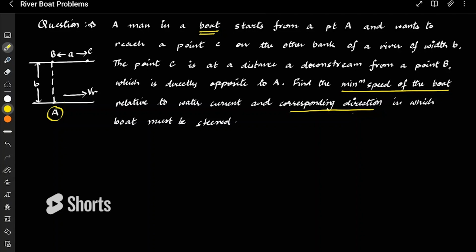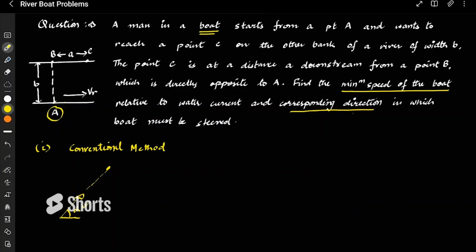So the solution is pretty simple. The first solution which directly comes to mind is the conventional method, and the conventional method is usually the calculus method, because whenever a minimum or maximum has to be found, it is usually solved by calculus. So calculus says the direction of the resultant is constant, because if a boat has to reach this particular point, the resultant will always point in this particular direction.